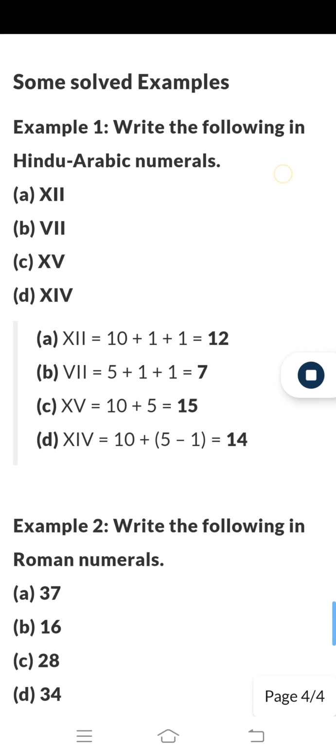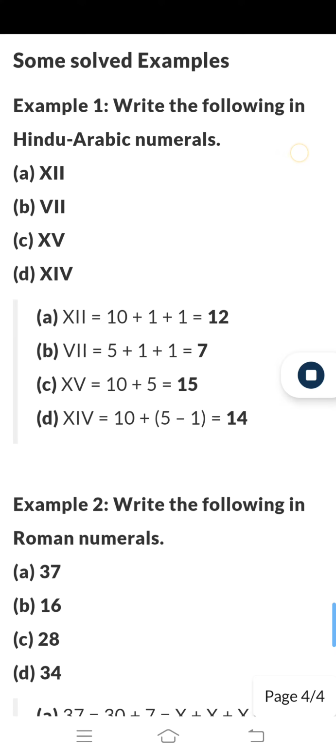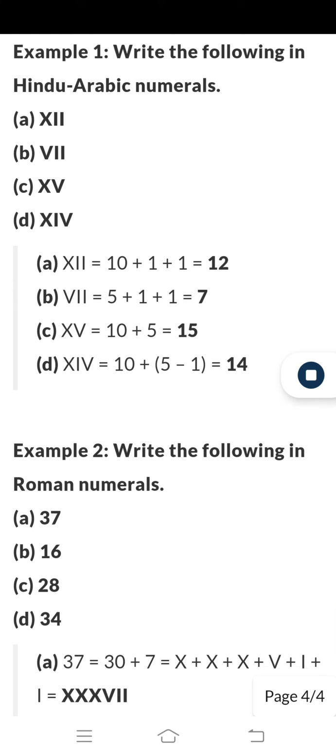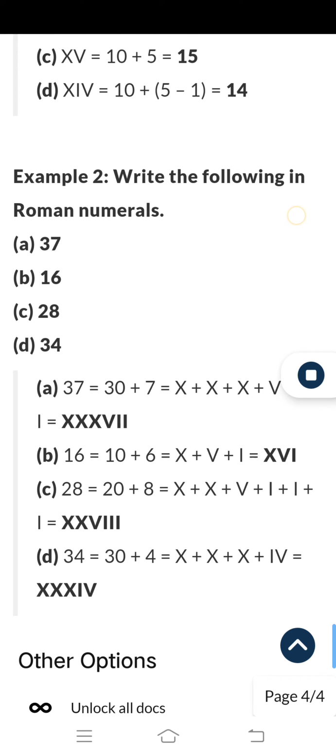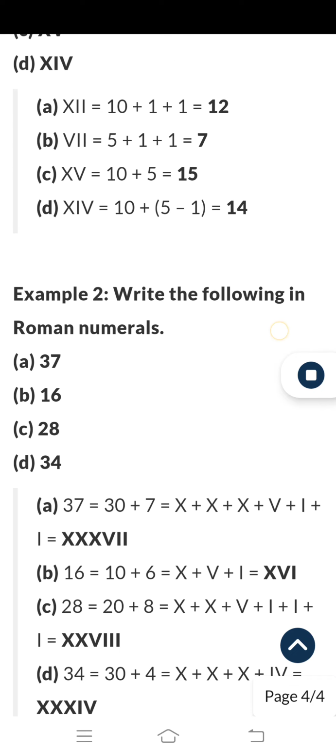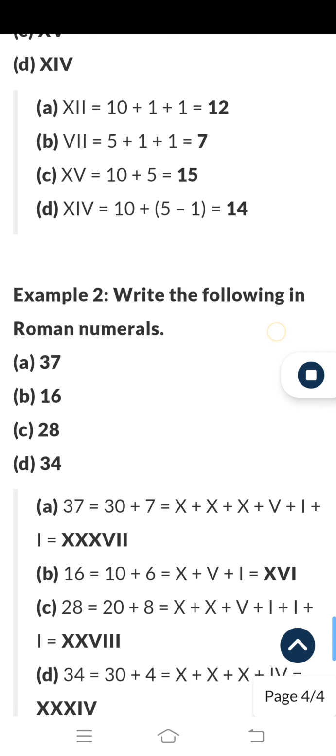Some solved examples. Example 1. Write the following in Hindu-Arabic numerals. A. XII B. VII C. XV D. XIV. A. XII equals 10 plus 1 plus 1 equals 12. B. VII equals 5 plus 1 plus 1 equals 7. C. XV equals 10 plus 5 equals 15. D. XIV equals 10 plus IV, which is 10 plus 4 equals 14.